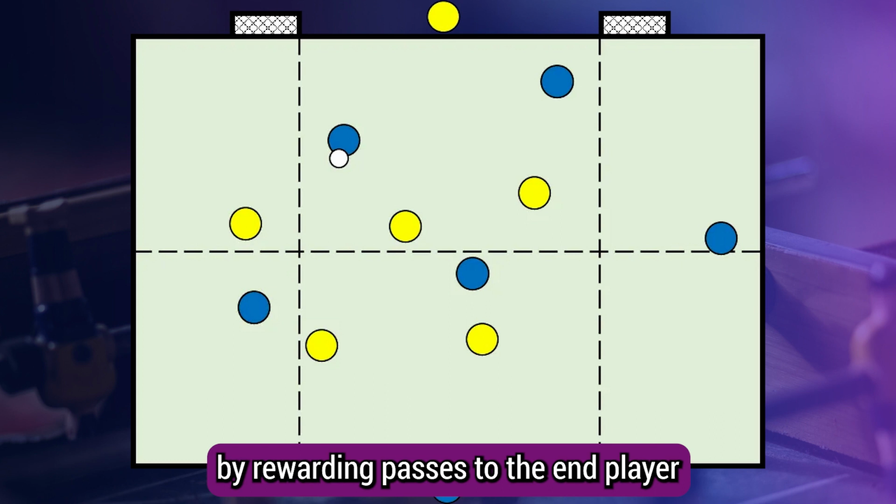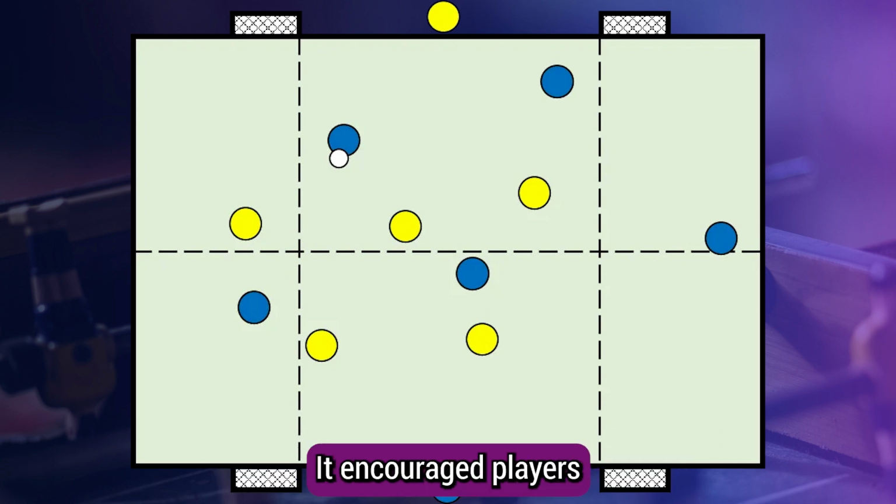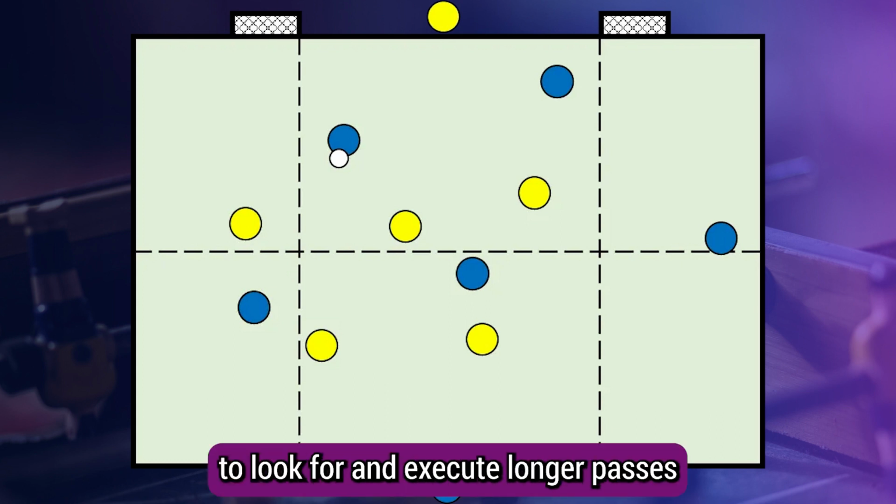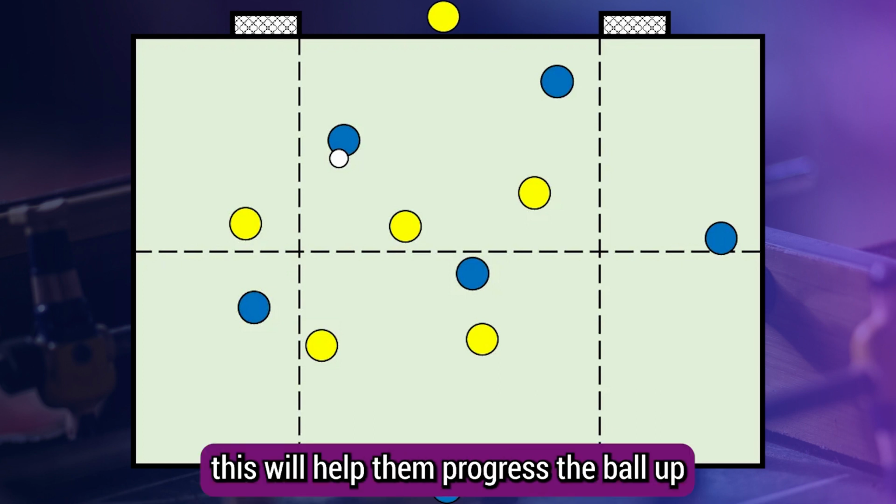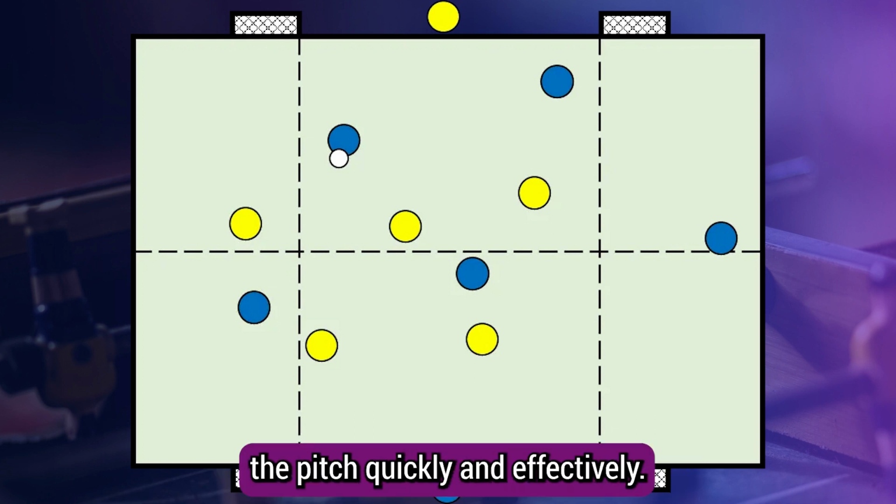By rewarding passes to the end player from a team's own half, it encouraged players to look for and execute longer passes forward from the back. In games, this will help them progress the ball up the pitch quickly and effectively.